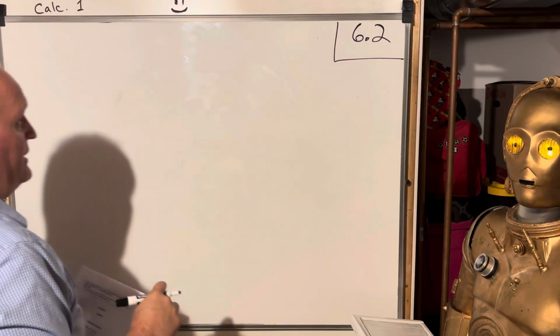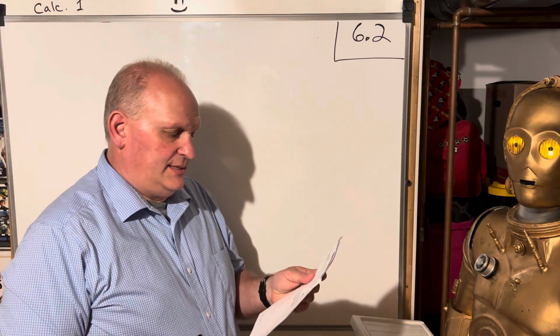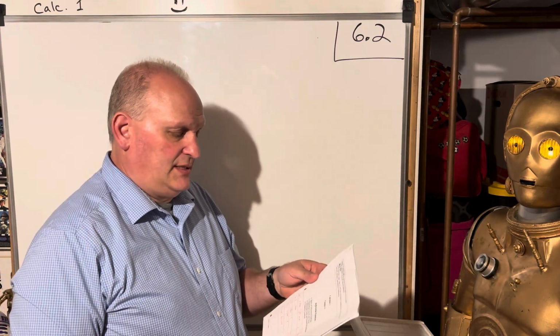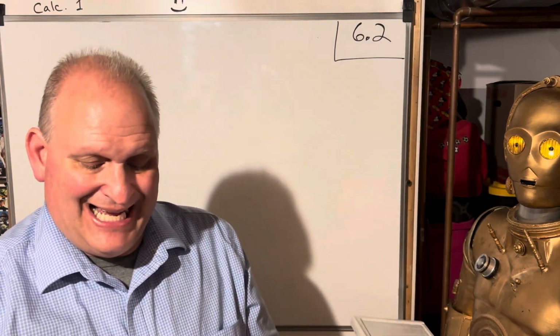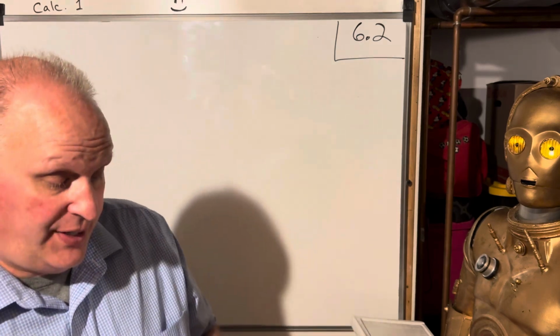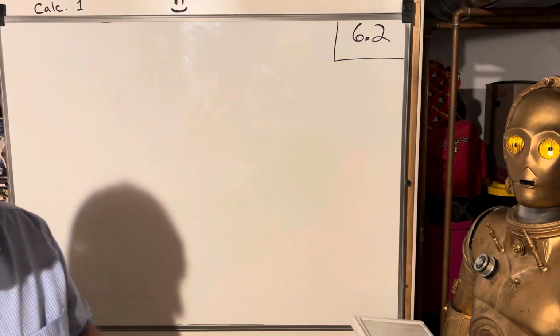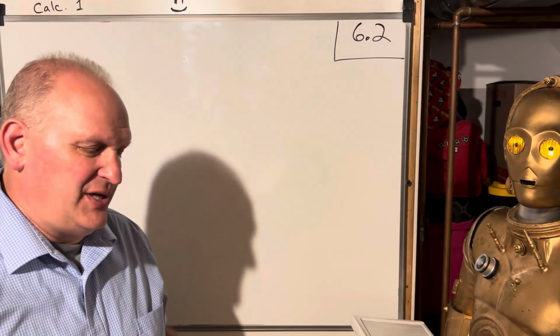This is Calc 1. I am Mr. Poleggi. We are looking at section 2 of chapter 6, 6.2. Note packet, pages 5 through 8. I'm going to jump to page 5, exponential growth and decay. We're going to do a little more with the separation of variables.